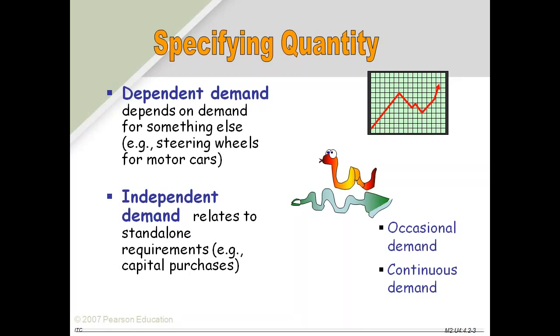Independent means the major items. I need 40,000 laptops. It's an independent demand. But what goes inside the laptop is dependent on the number of laptops. So that's a dependent demand, this is independent.